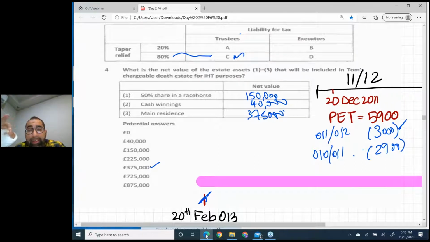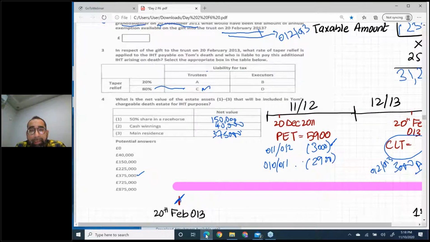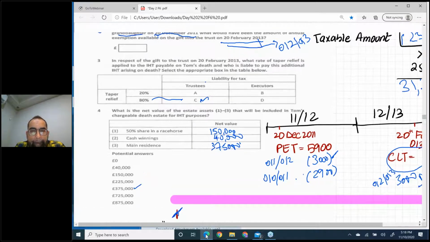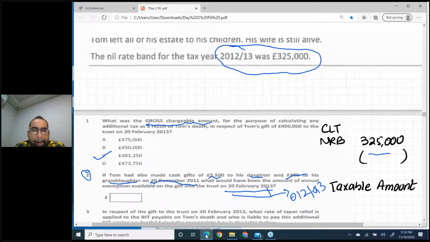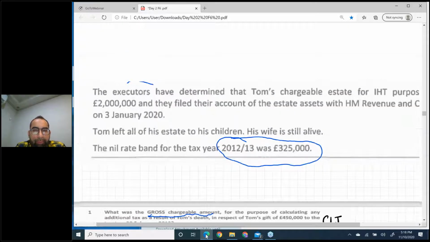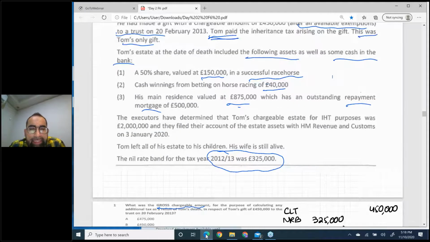Now the last part, the last and the most important part. I think they might ask residence NRB from us. Let me read the last final lines. The executors have determined that Tom's chargeable estate for IHT purposes was 2 million. See, the ready-made death estate has been given. So the student may ask, sir, what were the above points? These were part of the death estate. Now they are giving you the complete total death estate.